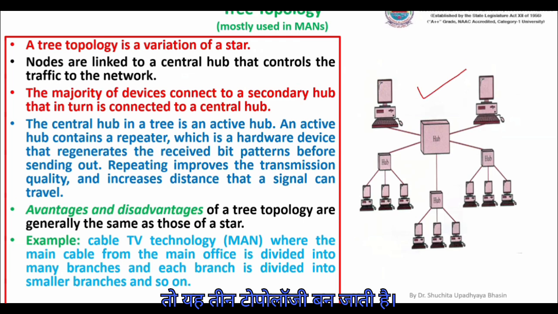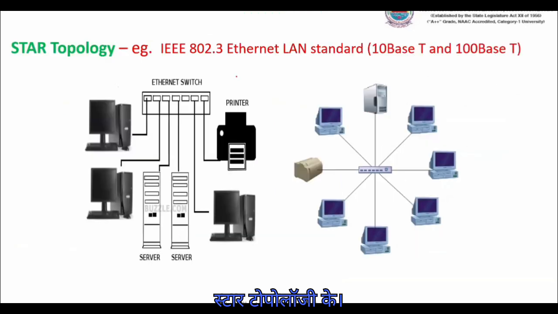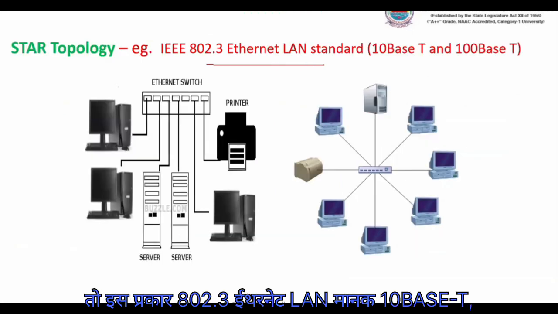And if we extend the star topology, it becomes tree topology. So here we have one hub. To one of the ports of the hub, add another hub. And then we have the computer. So it's extended over multiple levels, and we call it tree topology. So advantages and disadvantages are similar to that of star topology.